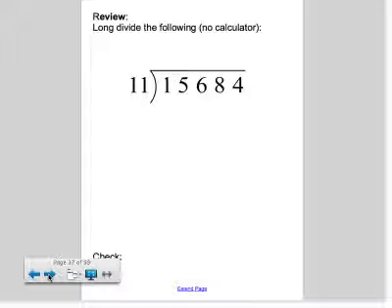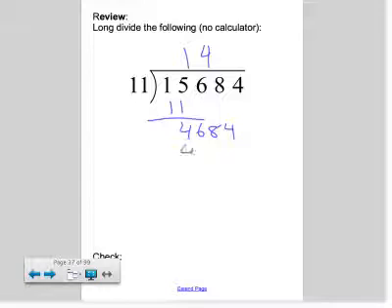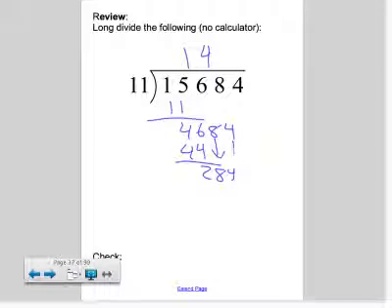Just a quick review. Long division: 11 goes into 15 one time. 1 times 11 is 11. Subtract those, you get 4. You bring down everything else: 4, 6, 8, 4. 11 goes into 46 four times. 4 times 11 is 44. Subtract, you get 2, 8, 4 carried down.